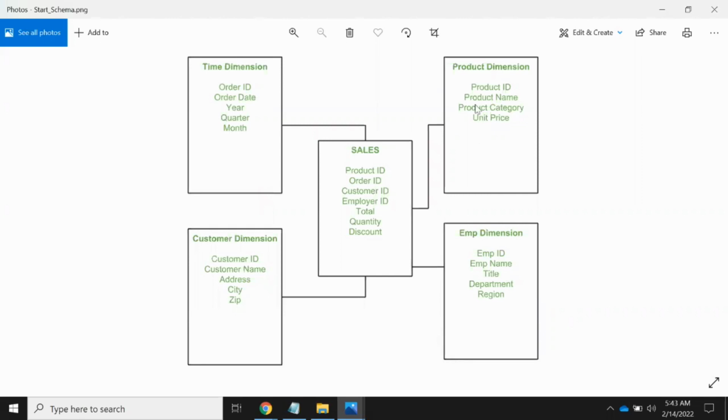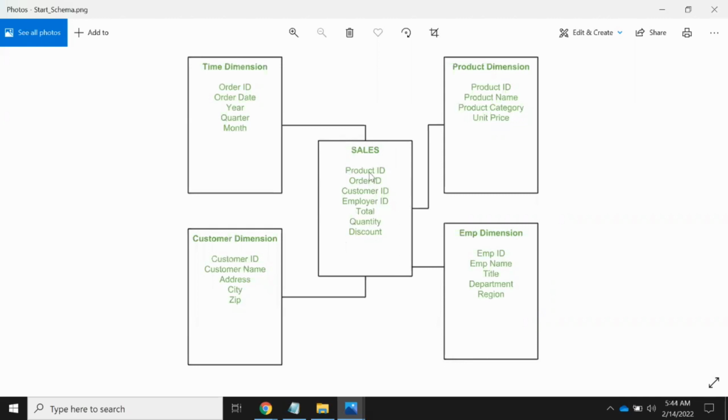If you observe each and every dimension, now see what you are maintaining in the fact table. In the fact table, from the product dimension we have a product ID, from the order dimension an order ID, from the customer dimension a customer ID, from the employee dimension an employee ID, and at the same time we have total amount, quantity, and the discount, right? Now forget about the four surrounding dimensions and consider only the sales dimension.